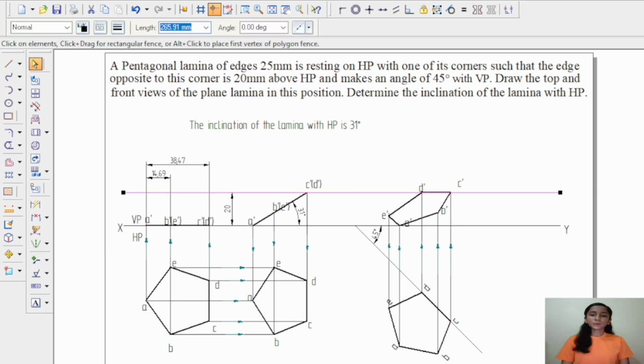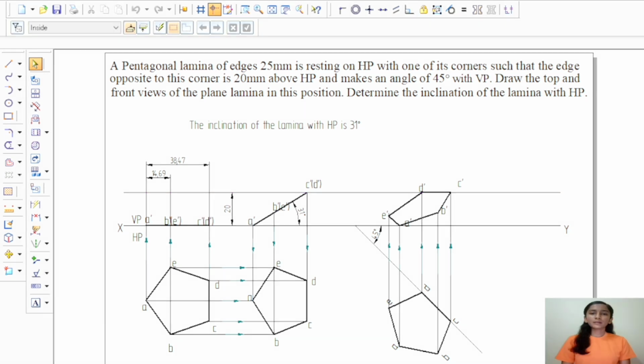And this line should be a thin line, so select this line and change the width or thickness as 0.13 mm. The problem is completed and our today's session ends here.